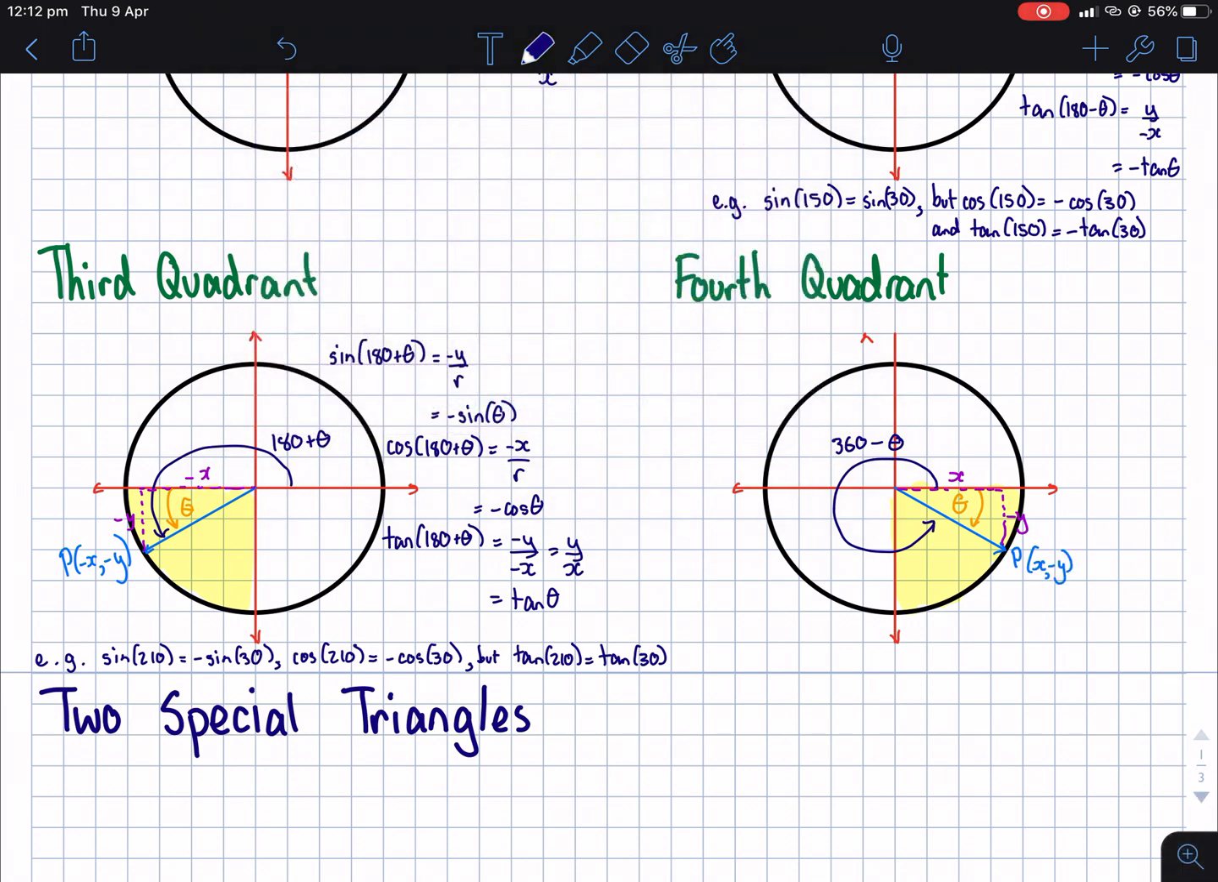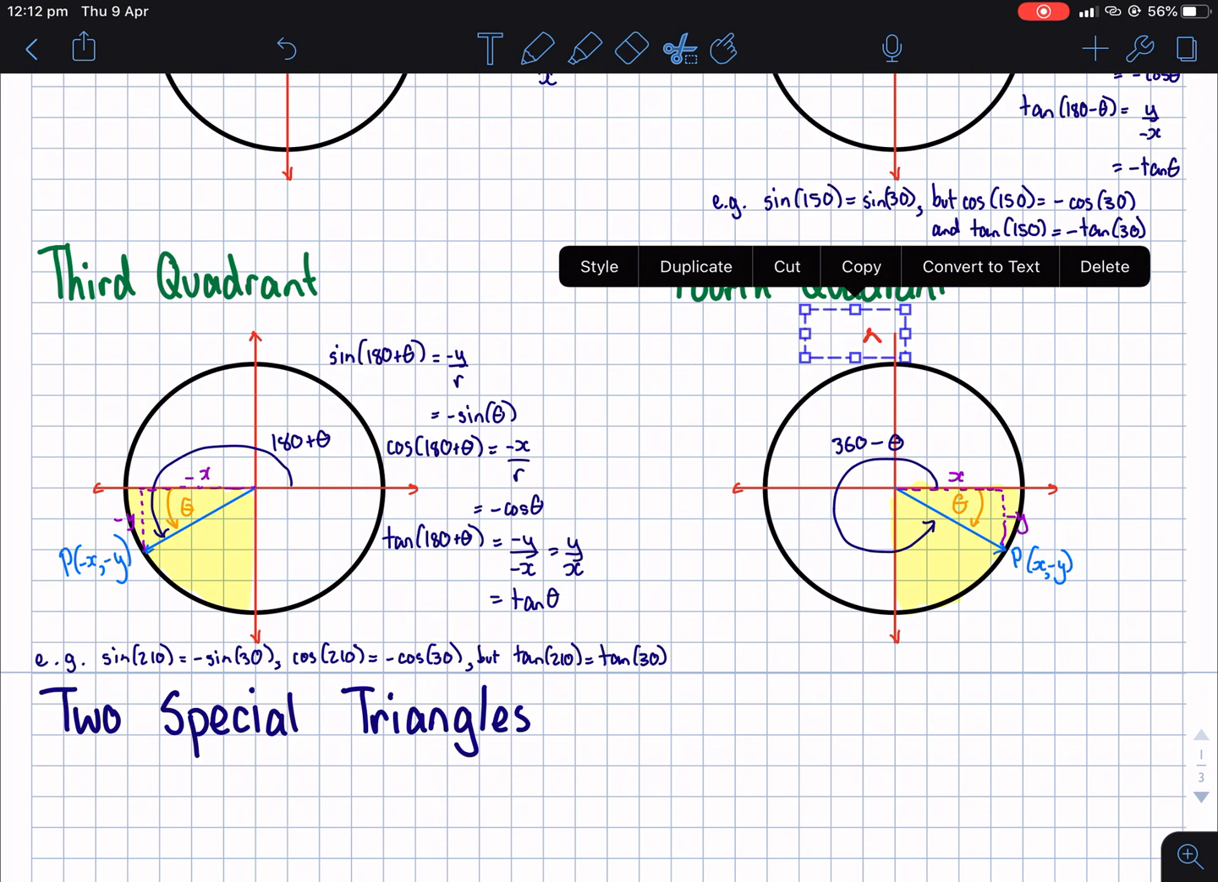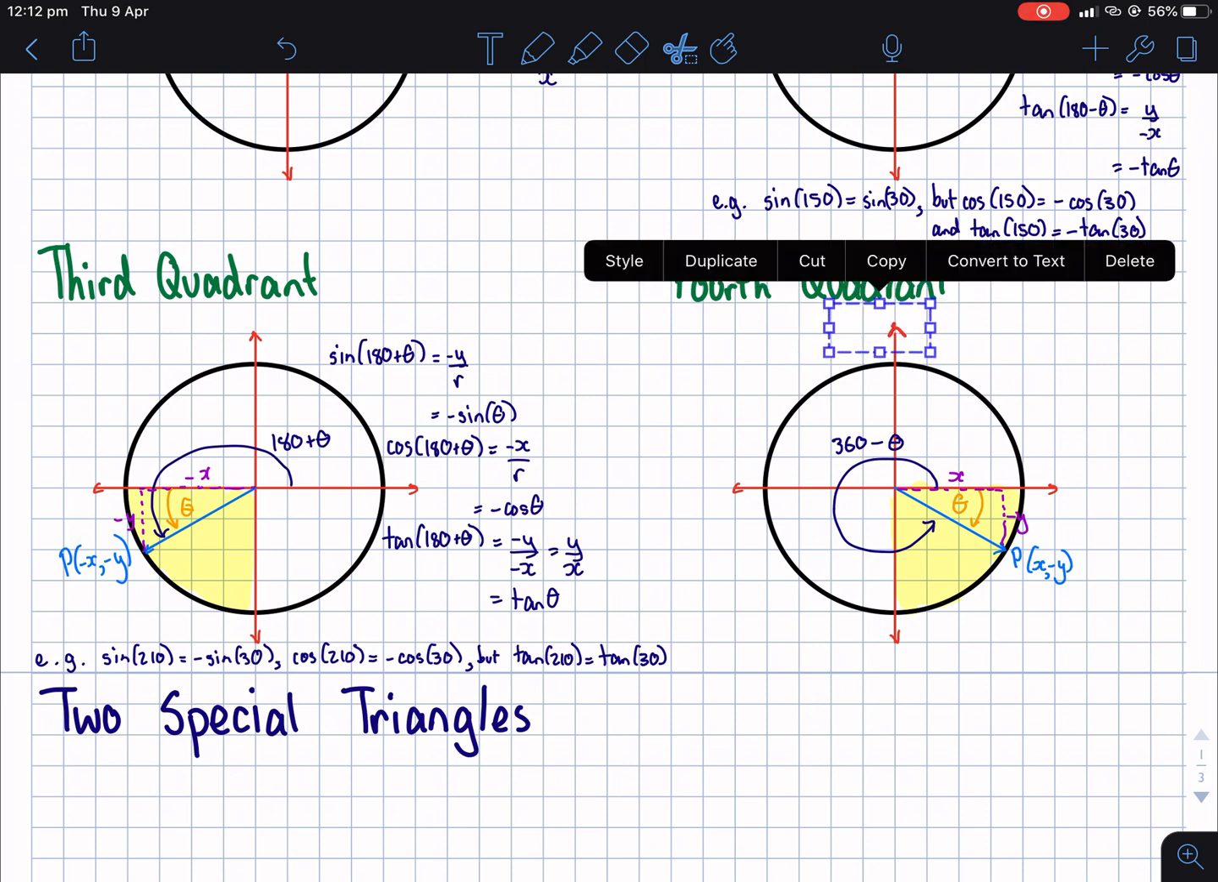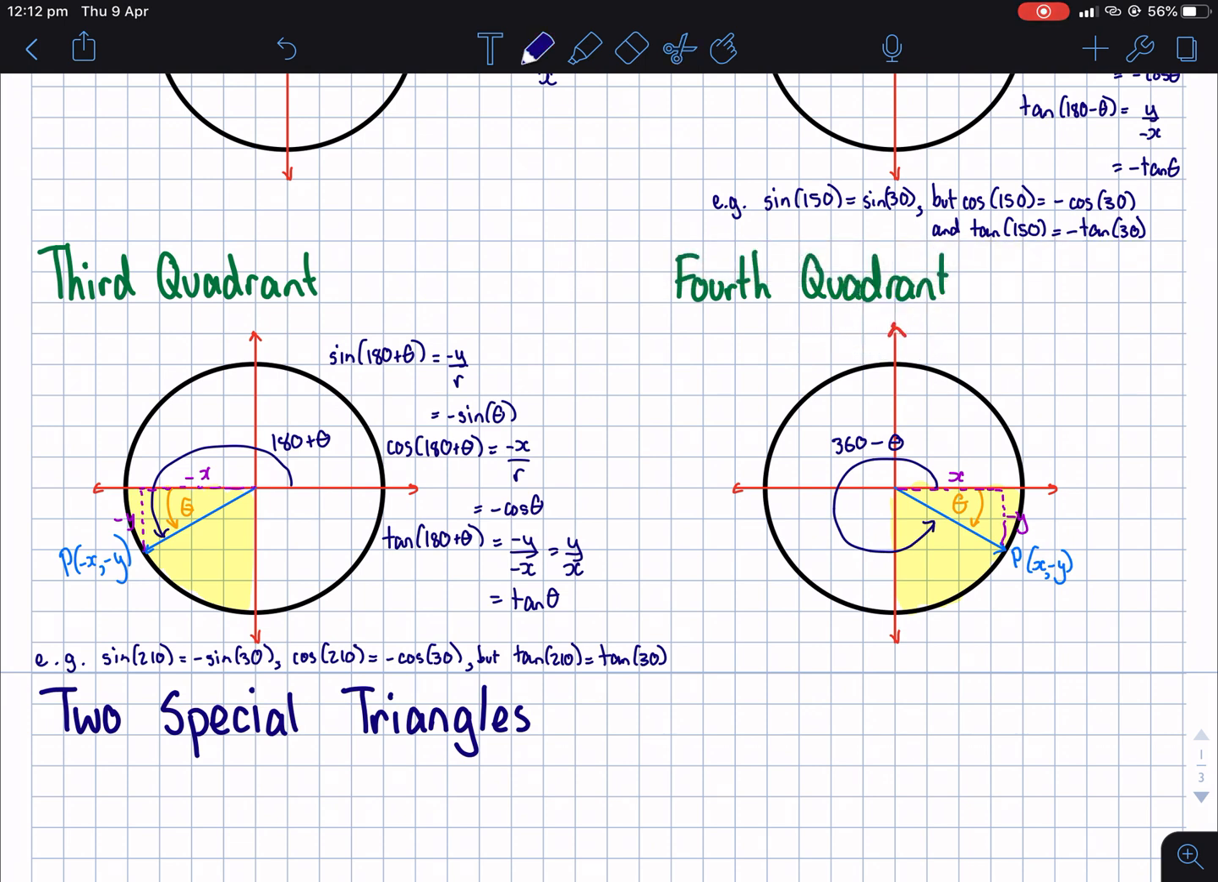So let's have a look at what we get with sine, cos and tan. Sine of 360 take theta is now negative y over r, so it's negative sine of just theta. So for example, if I was looking at the angle 330 degrees, then sine 330 is negative sine 30.